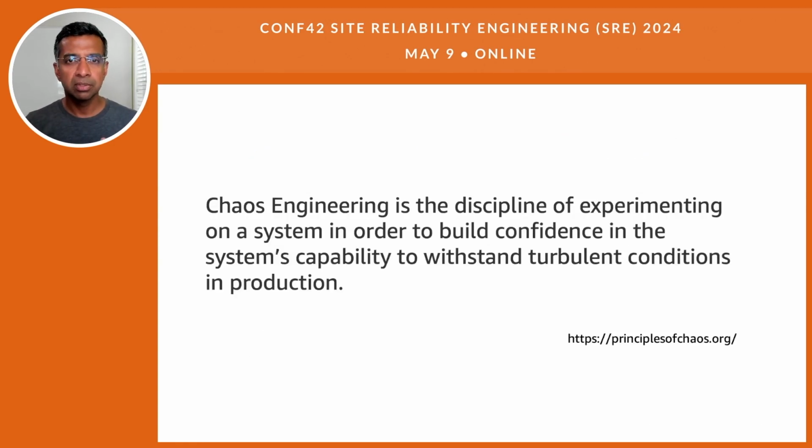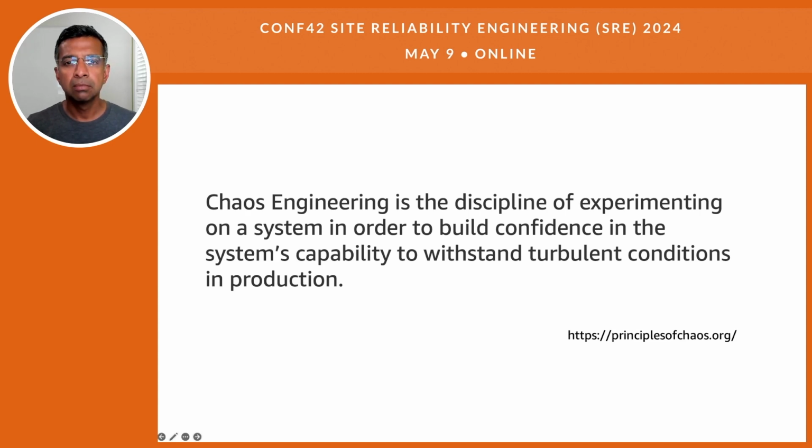This is how the manifesto defines chaos engineering. Chaos engineering is the discipline of experimenting on a system in order to build confidence in the system's capability to withstand turbulent conditions in production. Now let's unpack that a little bit. So first, chaos engineering is about experimentation, not testing.